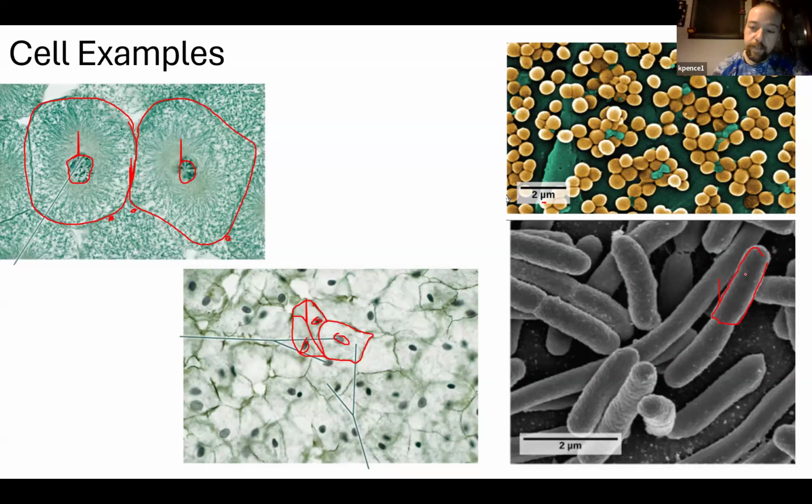So I talked about this one a while ago, but this guy right here is a rod shape. And then these right here we call cocci, or spherical. So bacteria, just like our cells, come in many different shapes and sizes. Does anybody have any questions?